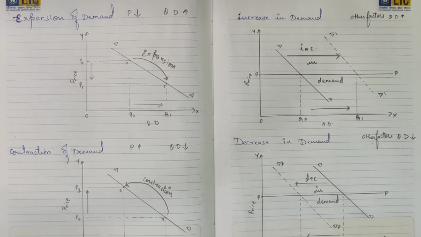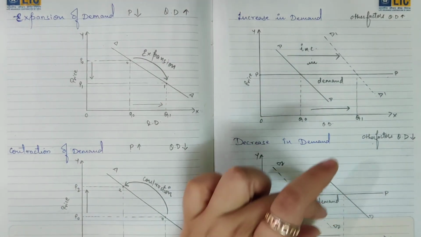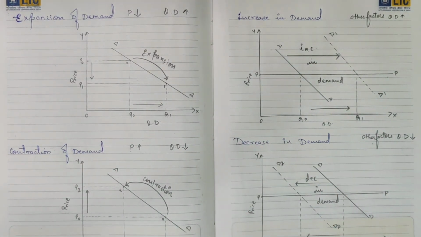Now I have made these diagrams separately for you to understand in a better way. If you want, you can combine the diagrams and make them together, like increase and decrease can be shown in one diagram. Expansion, contraction can also be made in the same diagram. It's all up to you. Is that clear?